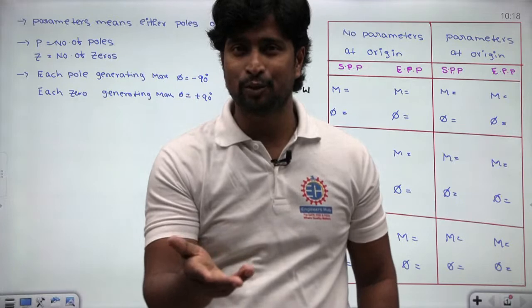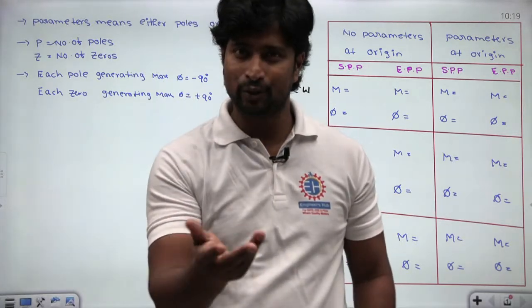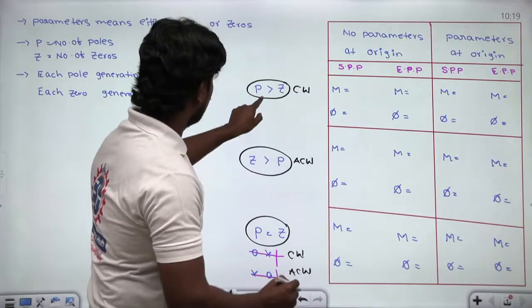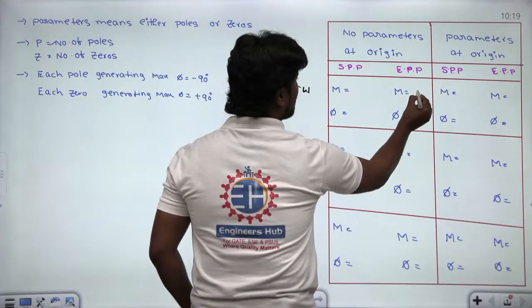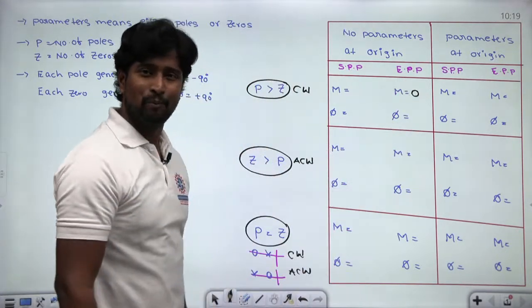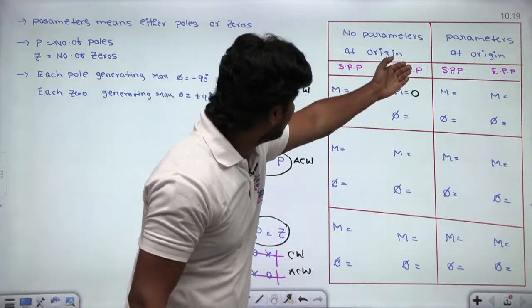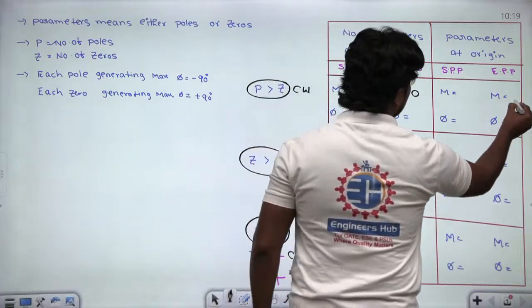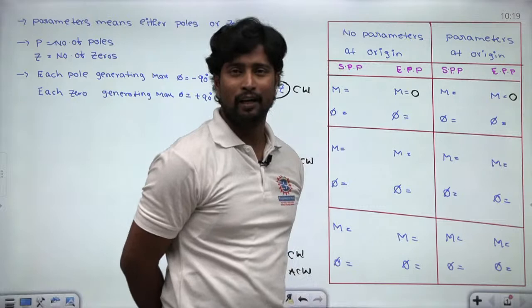So what is the magnitude at origin? 0, right? The magnitude at origin is 0. So guys, carefully listen. If poles are dominating, the ending point magnitude is always 0. Whether there are parameters at origin or no parameters at origin, it's not a matter. Are you clear? I hope you understood well.